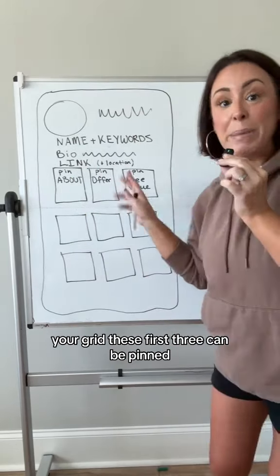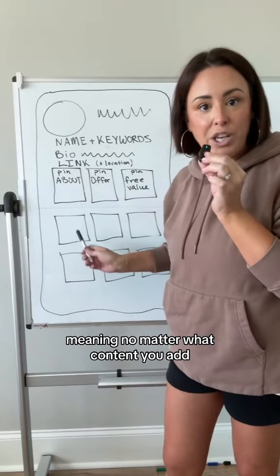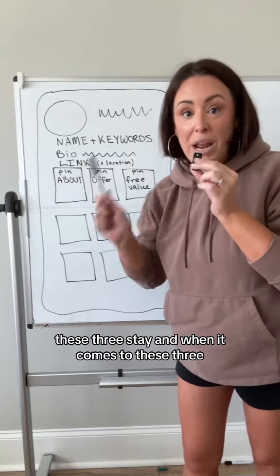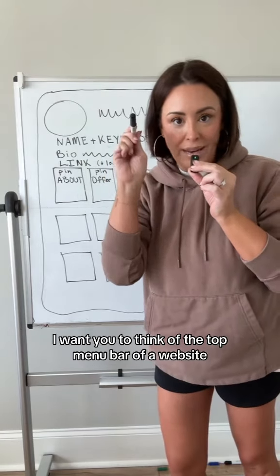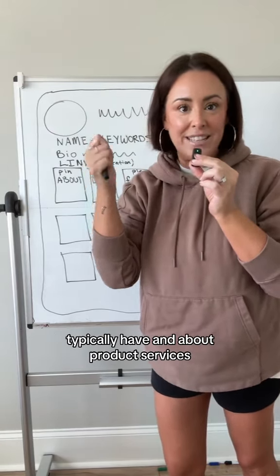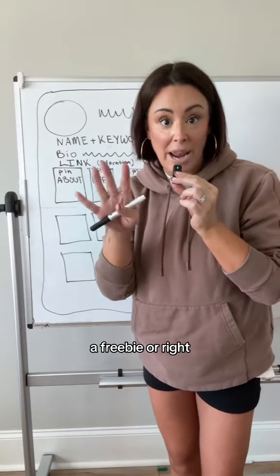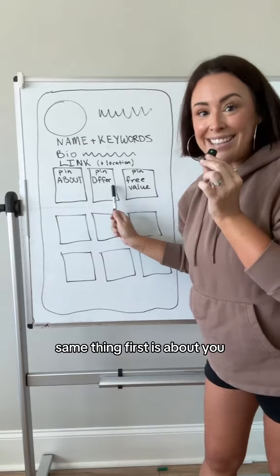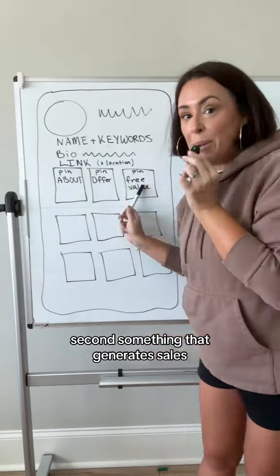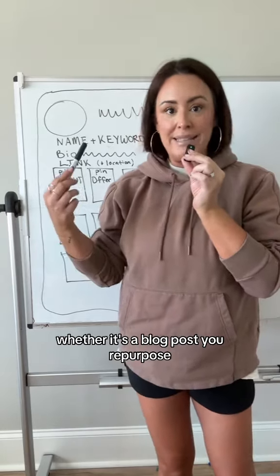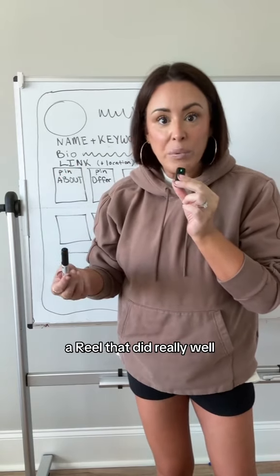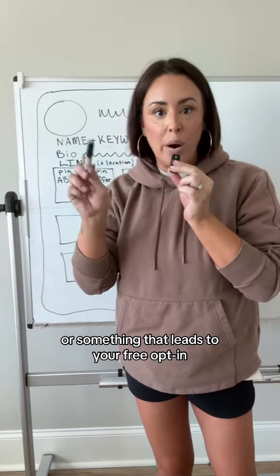Next, your grid. These first three can be pinned, meaning no matter what content you add, these three stay. And when it comes to these three, I want you to think of the top menu bar of a website. You typically have an about, product, services, and maybe something like a blog or a freebie, right? Same thing. First is about you. Second, something that generates sales. Number three, something free value, whether it's a blog post you repurpose, a reel that did really well, or something that leads to your free opt-in.